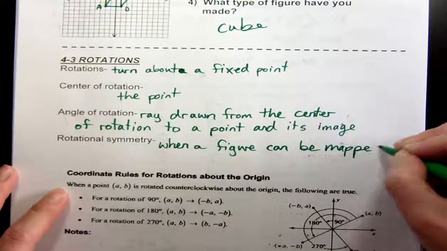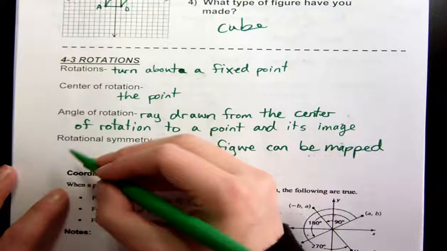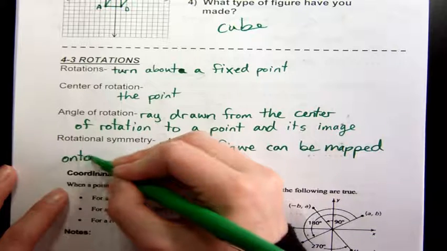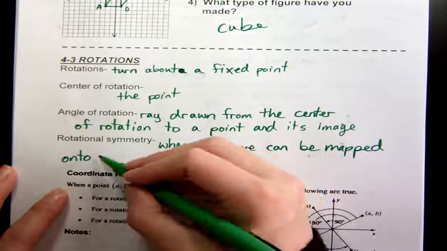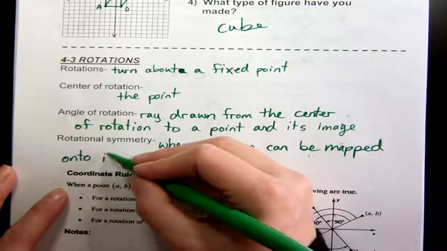And so this is our technical wording, and can be mapped onto itself, which means it lines up exactly on top of itself.